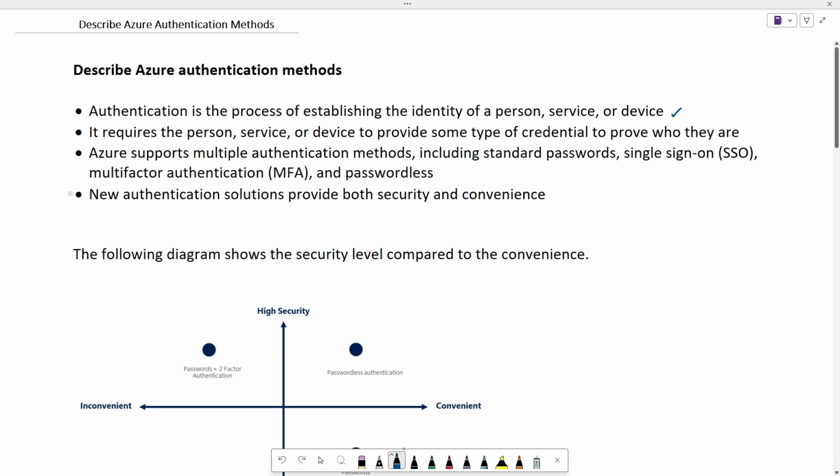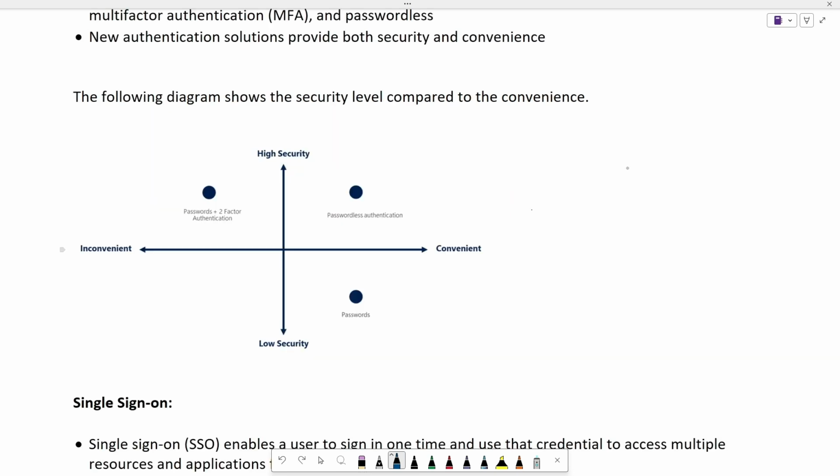Azure supports multiple authentication methods, including standard password, single sign-on, multi-factor authentication, and also passwordless. New authentication solutions provide both security and convenience. So let's see which authentication is convenient and secure. This diagram shows the security level compared to the convenience.